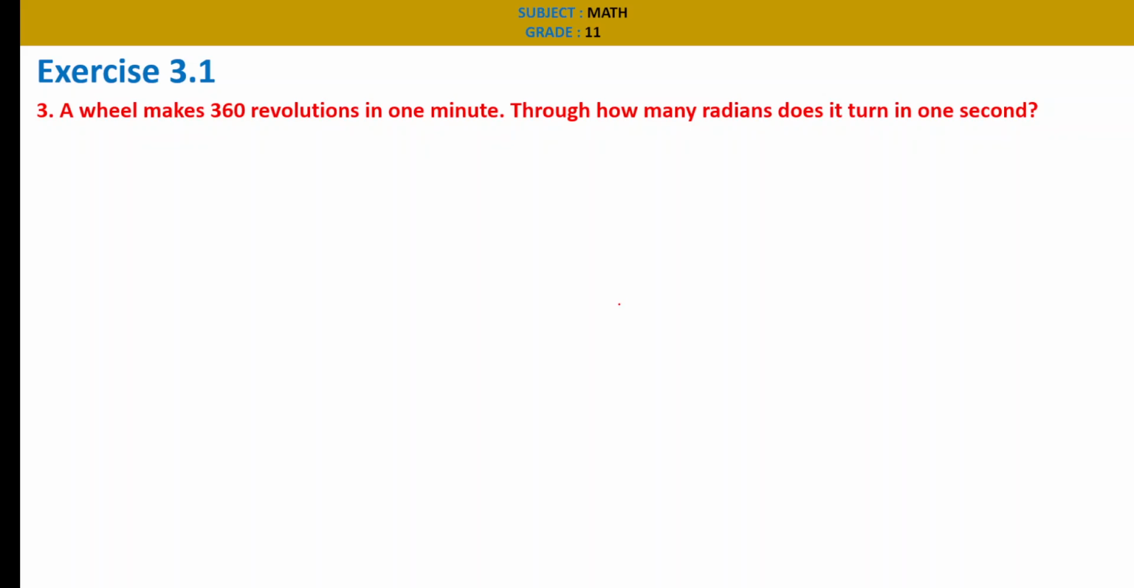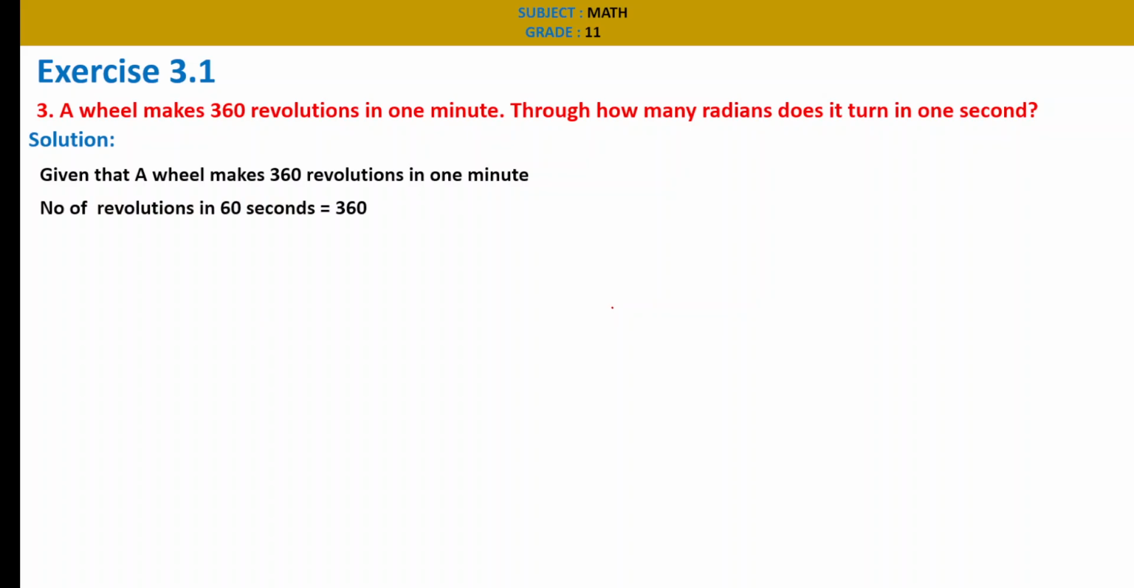Let us see question number 3. A wheel makes 360 revolutions in 1 minute. Through how many radians does it turn in 1 second? Solution. Given that a wheel makes 360 revolutions in 1 minute, so the number of revolutions in 60 seconds is 360, because 1 minute is equal to 60 seconds. Therefore, the number of revolutions in 1 second is 360 by 60, that is 6 revolutions.